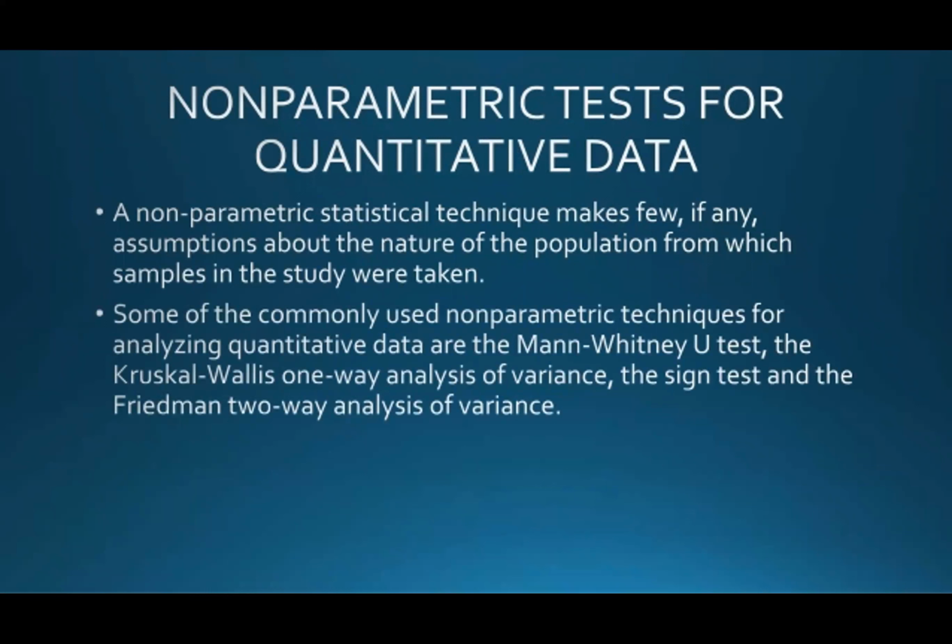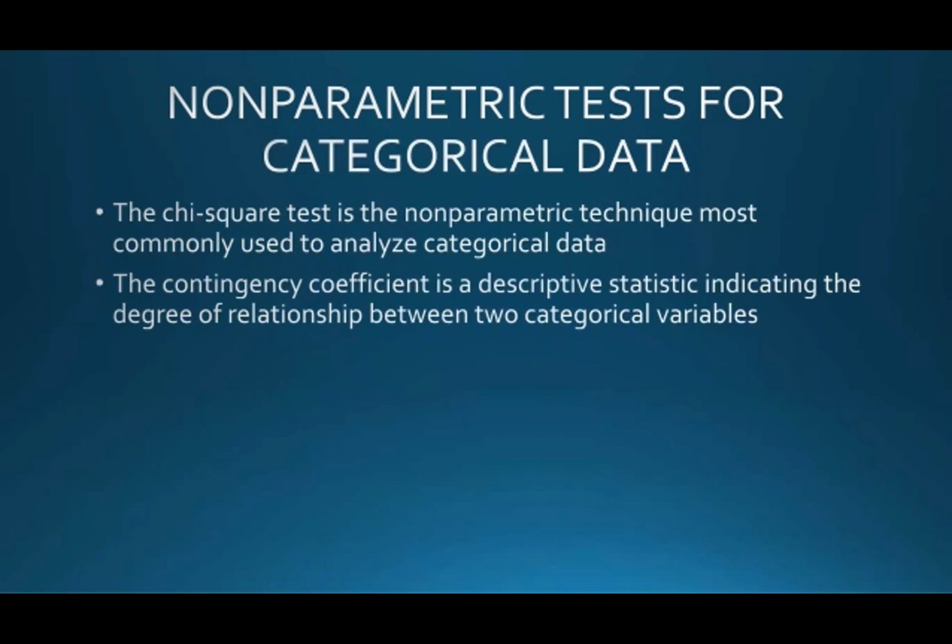Non-parametric tests for quantitative data. Non-parametric statistical techniques make few, if any, assumptions about the nature of the population from which the samples of the study were taken. Some of the commonly used non-parametric techniques for analyzing quantitative data are the Mann-Whitney test, the Kruskal-Wallis one-way analysis of variance, the sign test, and the Friedman two-way analysis of variance. Non-parametric test for categorical data. The chi-square test is a non-parametric technique most commonly used to analyze categorical data. The contingency coefficient is a descriptive statistic indicating the degree of relationship between two categorical variables.